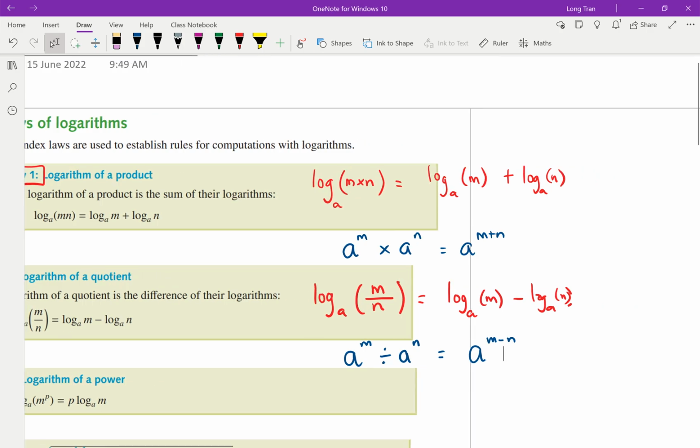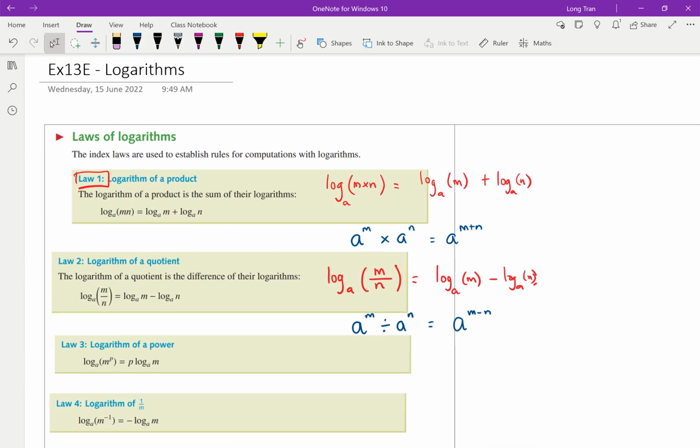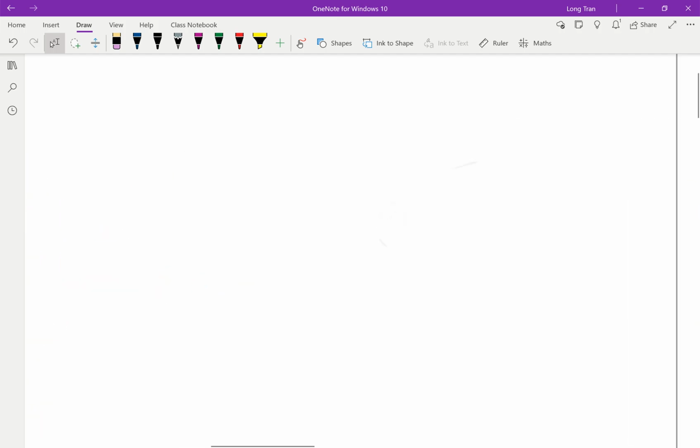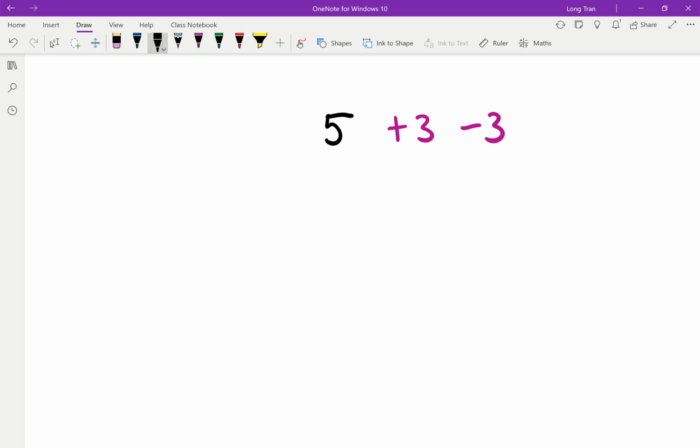When you're working with logarithms, I find that students get confused on what it actually is, right? This is how I like to show it. Let's say I gave you, I'm going to use 5. If I use 5, and I say this to you, I am going to add 3 and then subtract 3. What's my answer? 5. Very good.